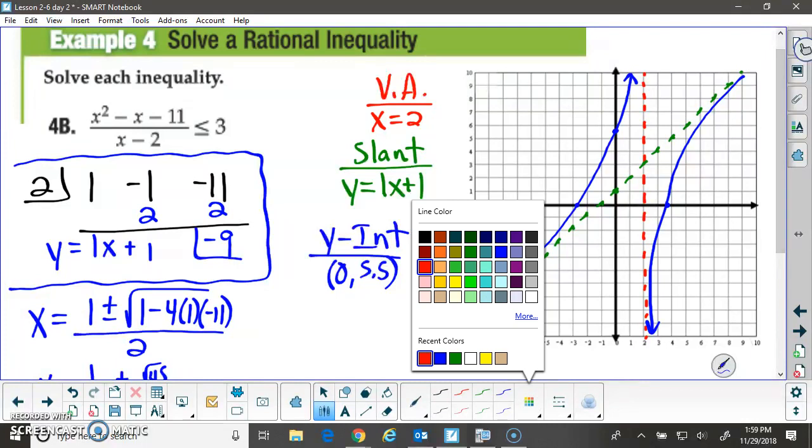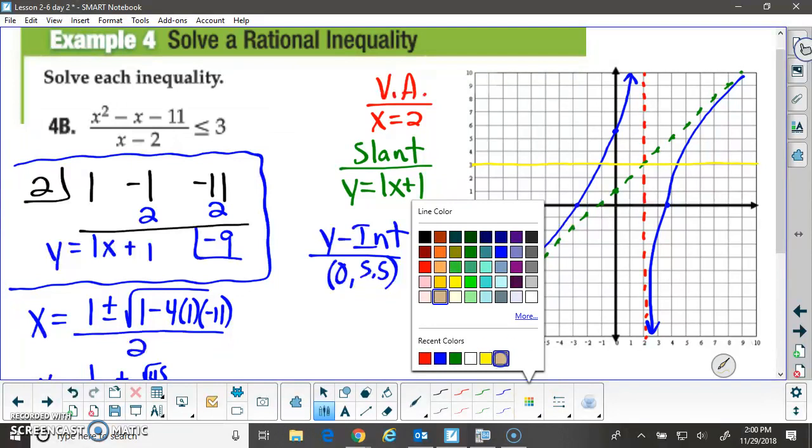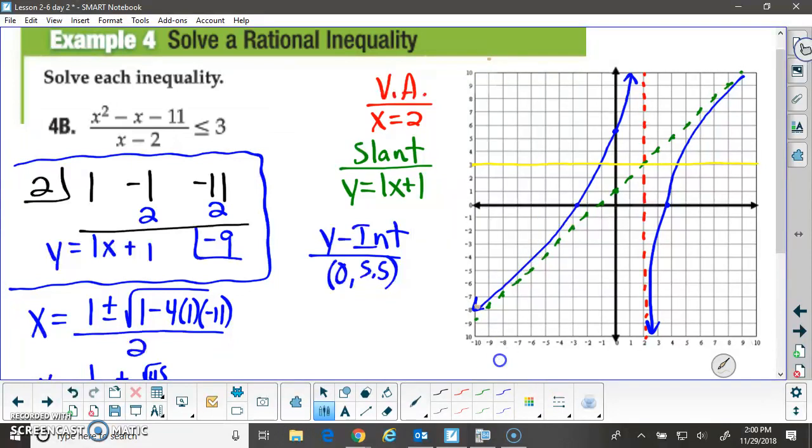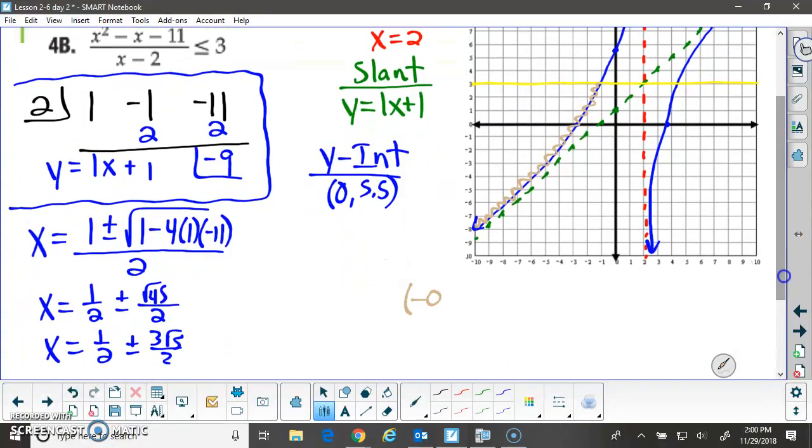If we put a horizontal line in at 3, we now have to identify when is the blue, in this case, below the yellow. So it looks like we have the blue below the yellow right here, which I'm going to describe as negative infinity until we get to that coordinate point. We're going to have to find that coordinate point.